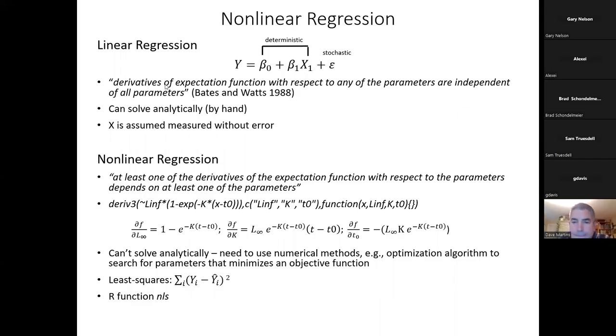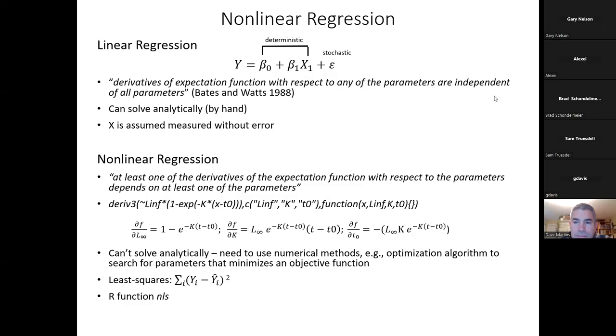For a linear model, when you take the derivatives to solve for a particular parameter, none of the parameters are in the derivative. And if you ever studied the nonlinear model derivation, you can actually solve the parameters by hand. So there's an actual solution that you can get.